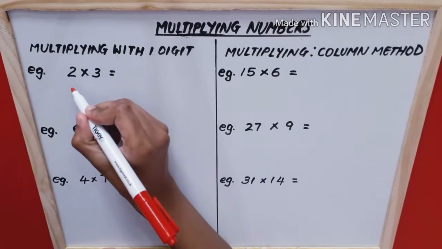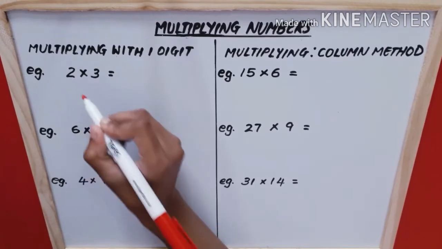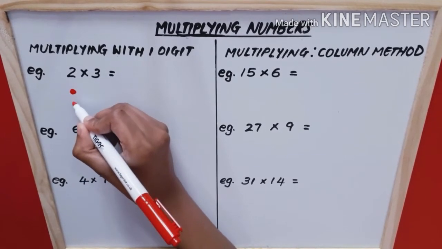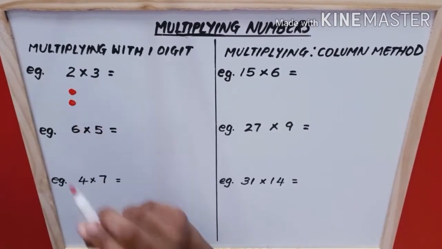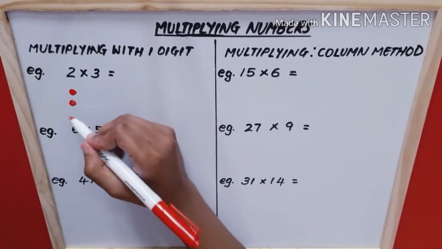So here I've got a few examples written down. To start off, let's look at the first question. So it says 2 multiplied by 3. So this generally means 3 lots of 2. So here I've drawn a diagram of 2 dots, and now we need to draw 3 lots of these to get our total answer.